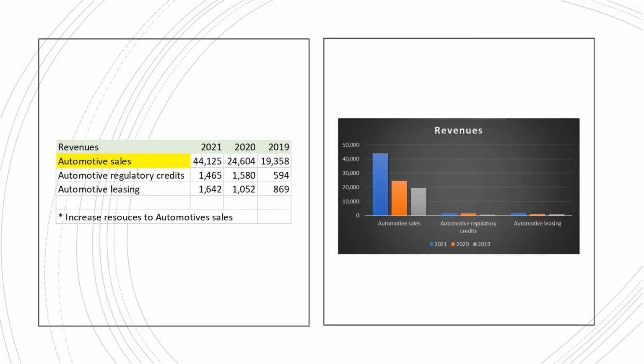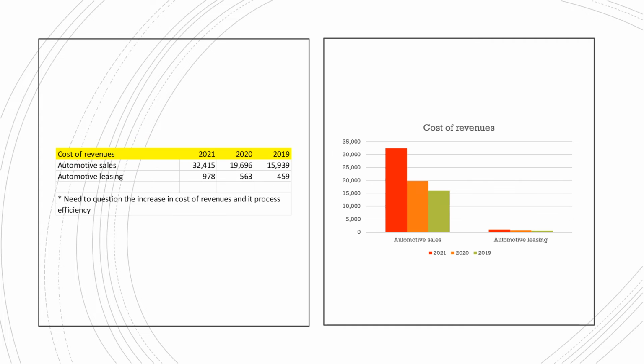Revenues reported for the 2021 year is 44,125. You can see all the increases through the past 3 years here, moving up each year, so that's good. What we want to do is increase resources to automotive sales. This is where all of our money is going to be coming in, so let's give them resources to do that.